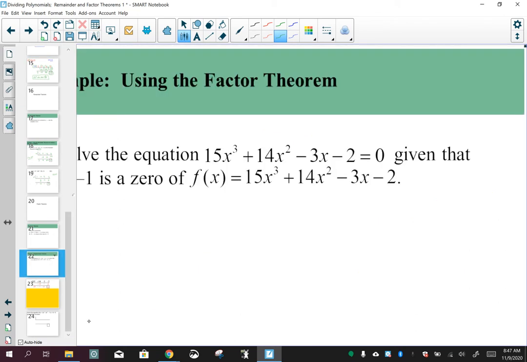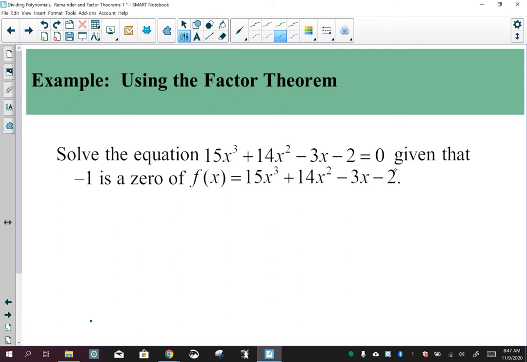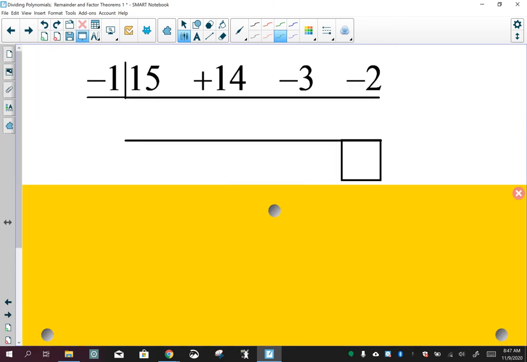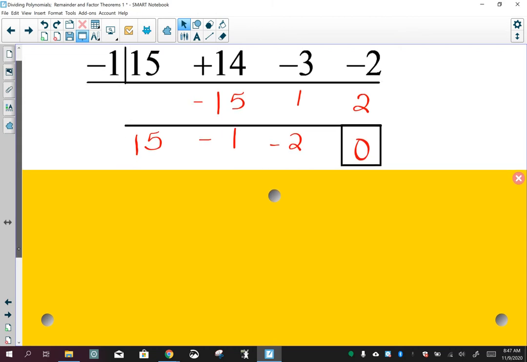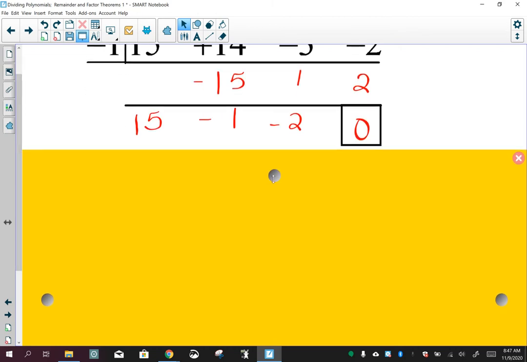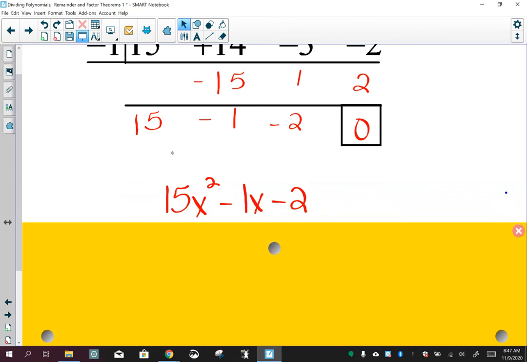So let's take a look. It wants you to solve the equation given that -1 is a 0 of this. So you're going to set this up and do your synthetic division. So I have everything here. I go through and notice how it says that this is a factor. So now it wants me to continue factoring this. So as I continue factoring this, this is what I wind up with. So I take this piece right here and I need to factor this down even more.